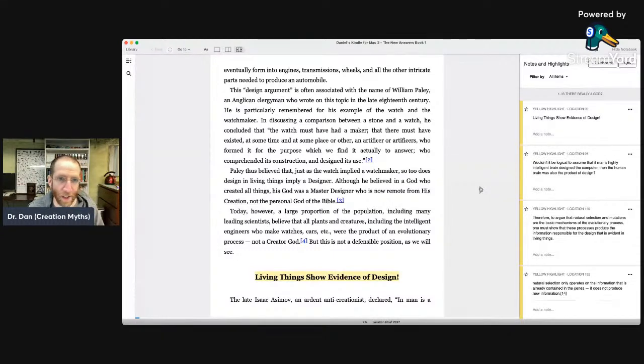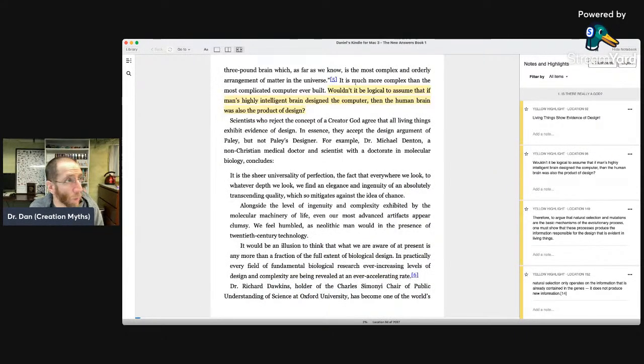So let's do that. Let's see how they do that. You can probably guess some of the arguments that we're going to see here. Okay, first thing I'll just point out is, wouldn't it be logical to assume that if man's highly intelligent brain designed the computer, then the human brain was also the product of design? So this is a, wow, we're complicated, therefore we have to be designed kind of argument.